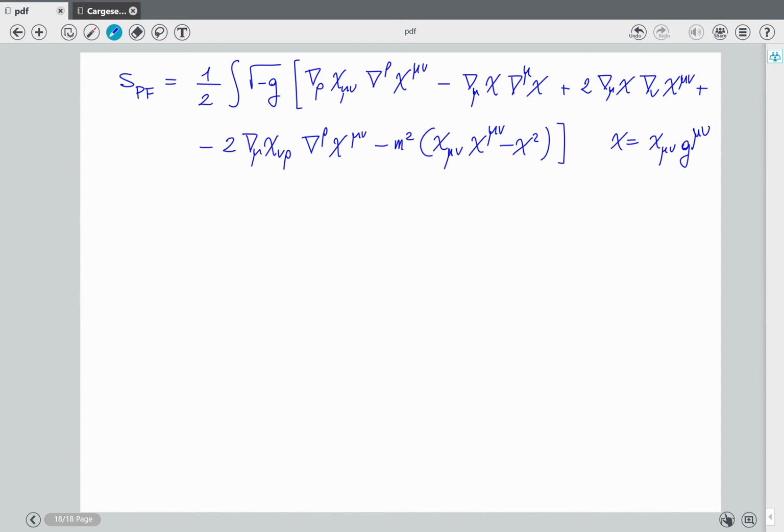And if you want, then you can add non-minimal terms. We will list them in 10 minutes.